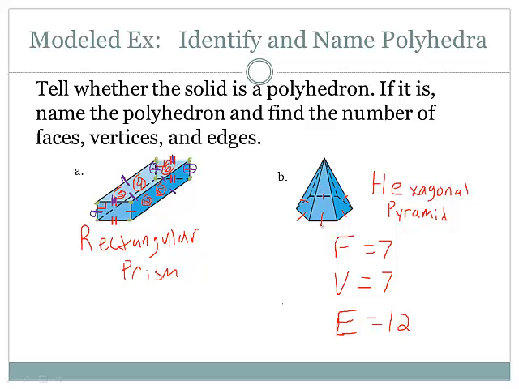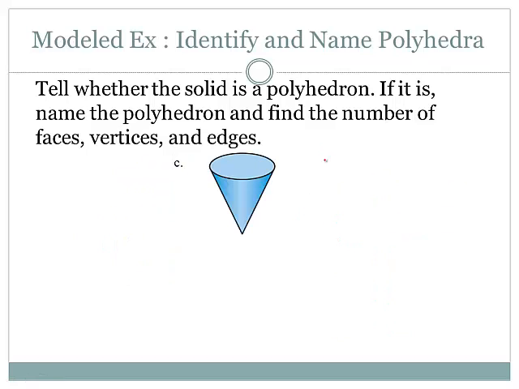So we have a hexagonal pyramid, and you can tell it's a pyramid because, once again, all of them come up here and connect to one vertex. And it is indeed a polyhedron, which is covered in polygons, so it encloses the solid. The number of faces should be 7. There should be 7 vertices and 12 edges. If you're having problems counting these, remember, try to use different colors and make sure you're not double counting.